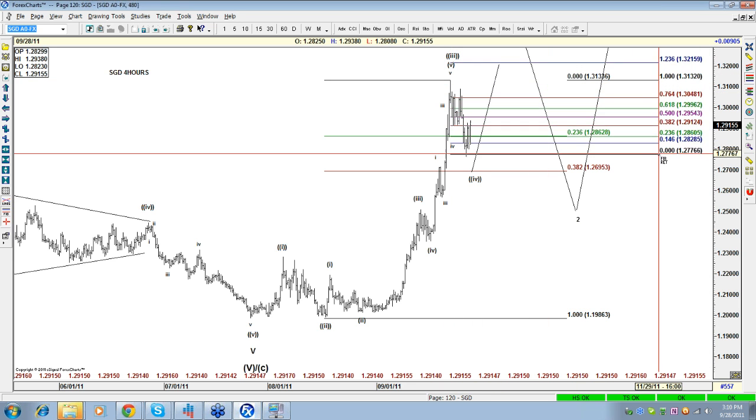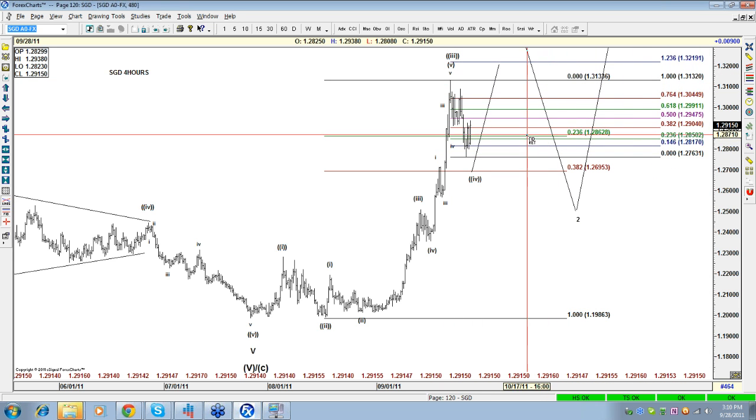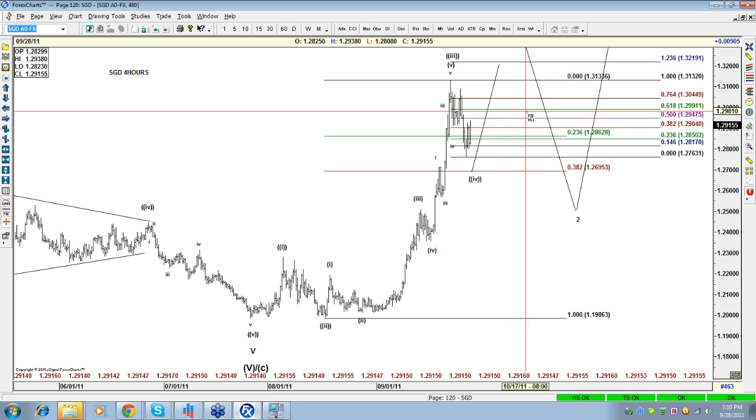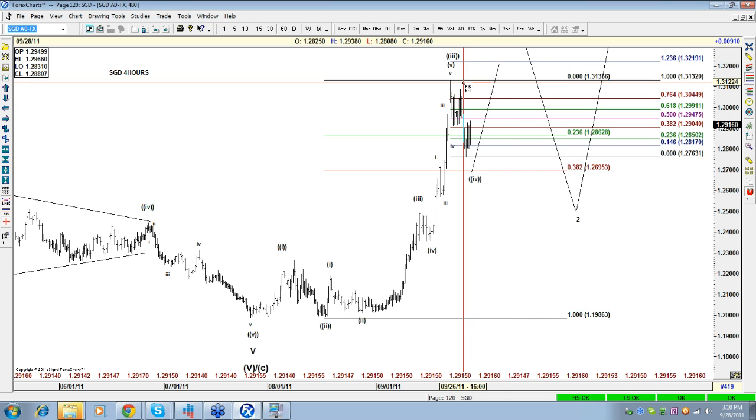Now, levels: 129, 130, up to 131 should be a heck of a trade to short the dollar right there. Tell you the truth, probably even better than the euro, if you guys want to see it like that.